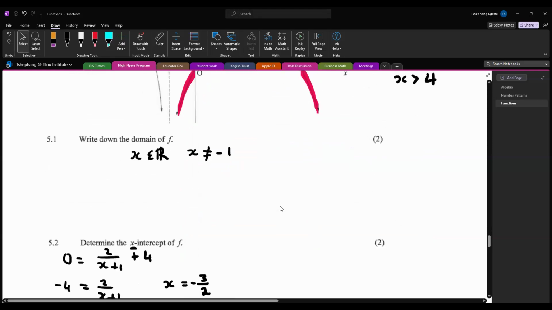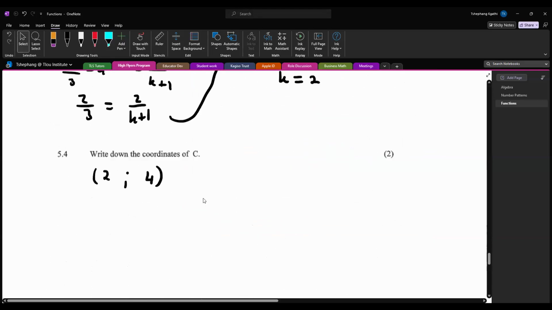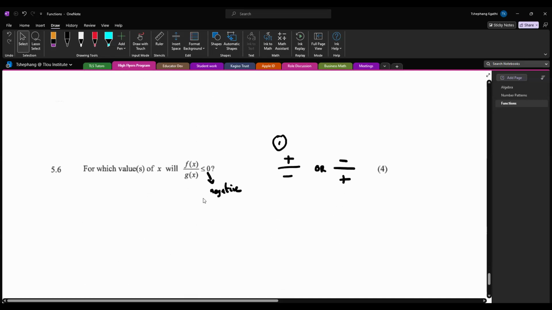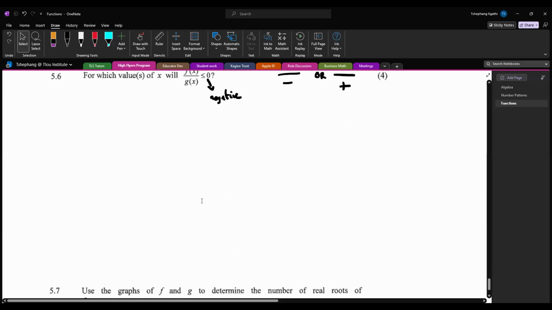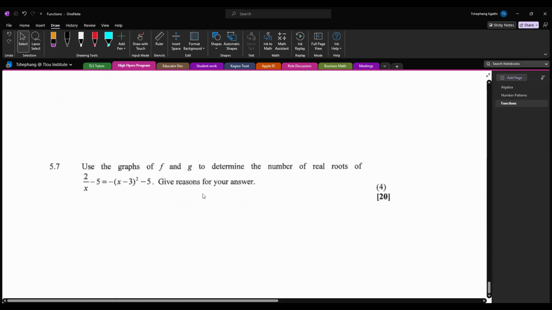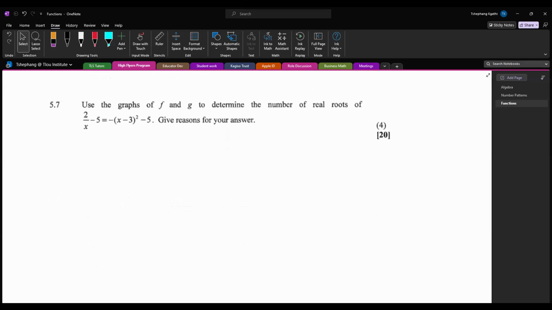Hoping that makes sense. No questions so far? Okay, so we can move on. Now they say use the graphs of f and g to determine the number of real roots of 2 over x minus 5 is equal to minus x minus.